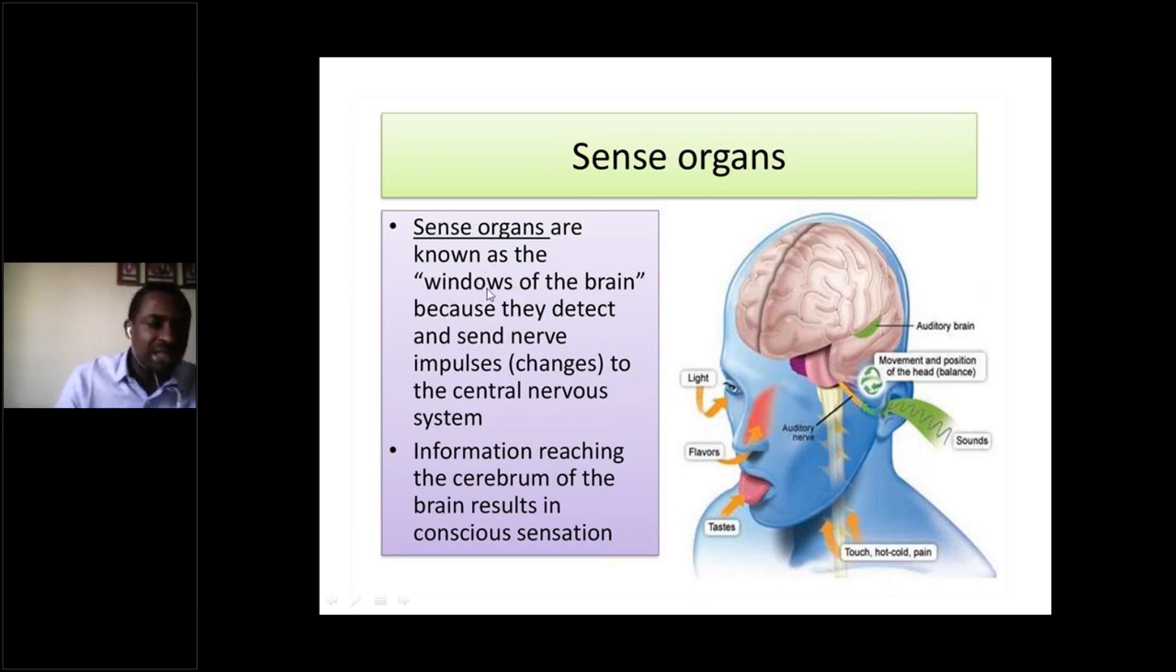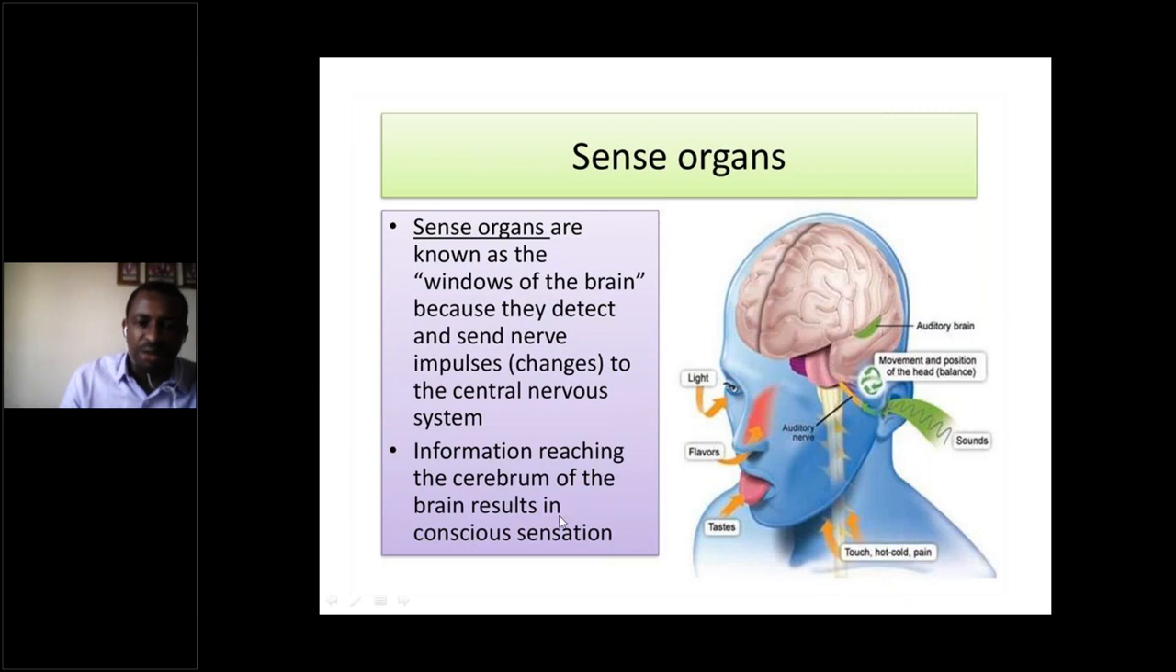The sense organs are known as the windows of the brain. They are the channel path to the brain, because they detect and send nerve impulses and changes to the central nervous system. So we have the central nervous system, we have the peripheral nervous system. Now, the sense organs are the windows of the brain. They sense sound, and when they detect it, they channel these impulses to the central nervous system.